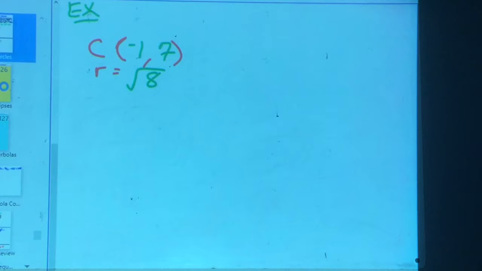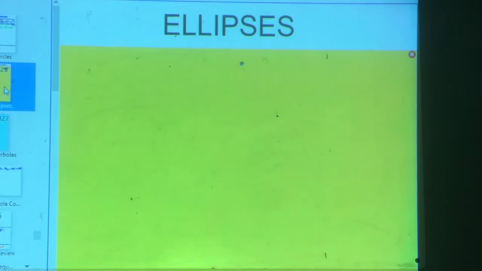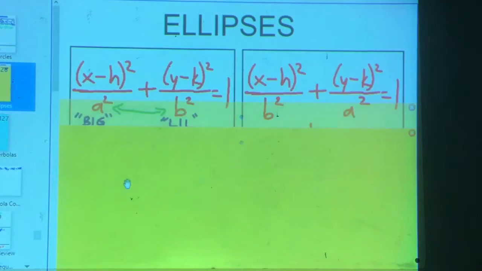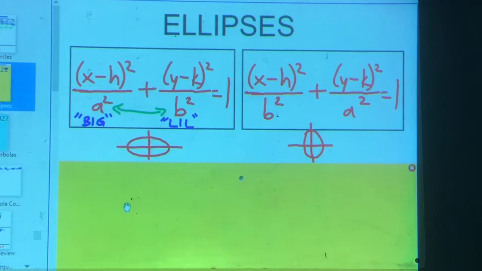Recall the ellipse is very much like a circle. However, we won't be going the same distance in all directions, which will make it an ellipse. Let's start with these two formulas for the ellipse. Notice it equals 1, not r squared. And notice that we've got a squared and b squared switching places. Those are the only differences in these two formulas.